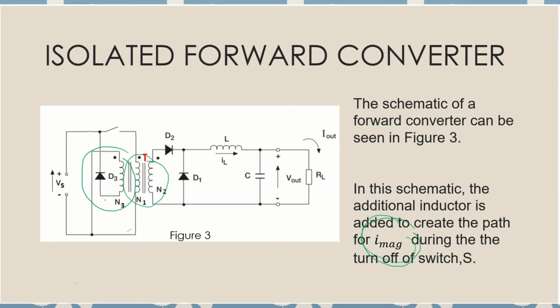So what happens if we have N3? We can channel the I magnetizing current back to the supply. If we don't have this path, what will happen? The circuit will explode, right? So today we're going to learn about the waveform.